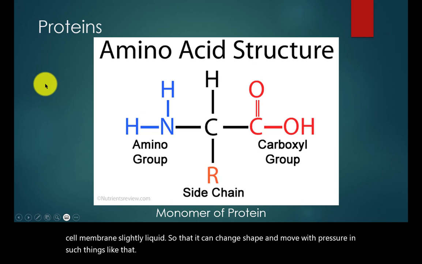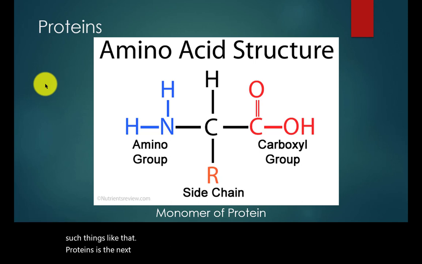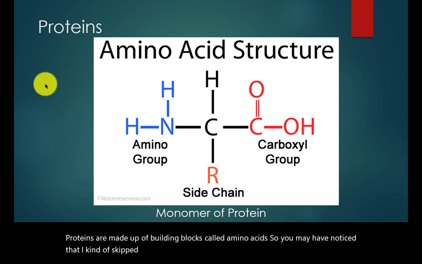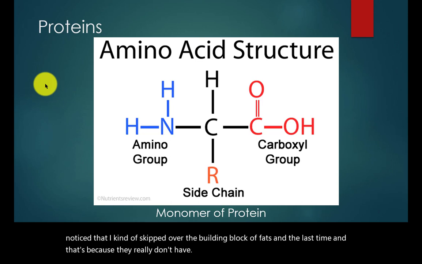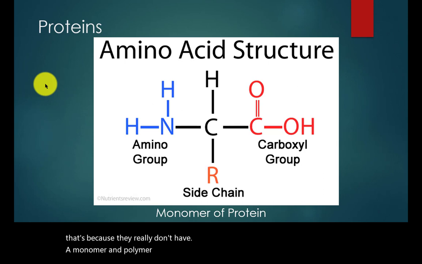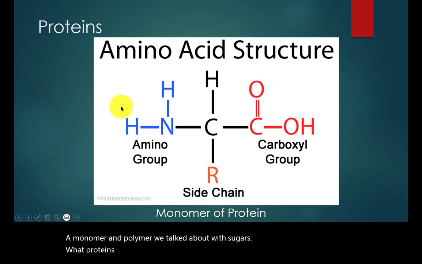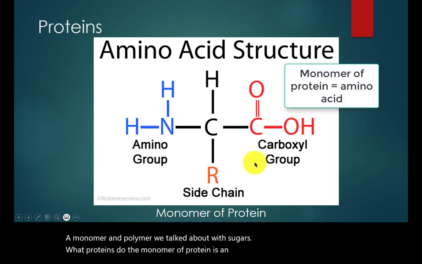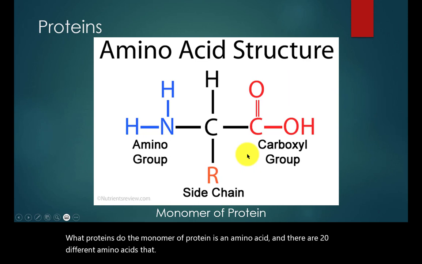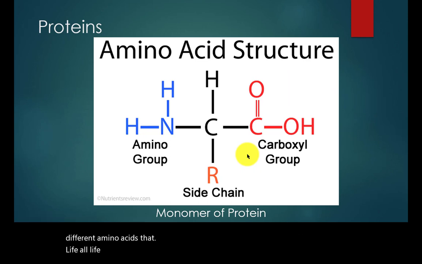Proteins is the next biological molecule. Proteins are made up of building blocks called amino acids. So you may have noticed that I kind of skipped over the building block of fats in the last one. And that's because they really don't have a monomer and polymer like we talked about with sugars. But proteins do. The monomer of a protein is an amino acid. And there are 20 different amino acids that all life on Earth uses to build proteins.